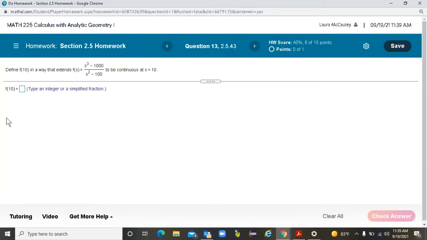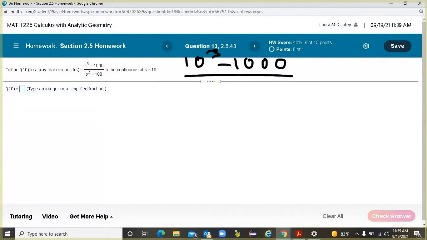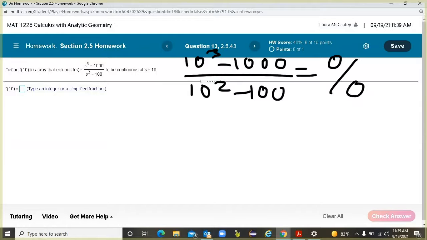All right, so this one is kind of like that piecewise one we did, except this time we're going to plug the hole ourselves. So let's look at this function. Notice if you do try to just plug a 10 in, you're going to get 10 to the third minus 1,000 over 10 squared minus 100, and that would give you 0 over 0. So let's factor and see if 10 is a hole. Now, if we have an asymptote at x equals 10, then we can't fix this, okay? However, if we have a hole there, we can plug the hole.